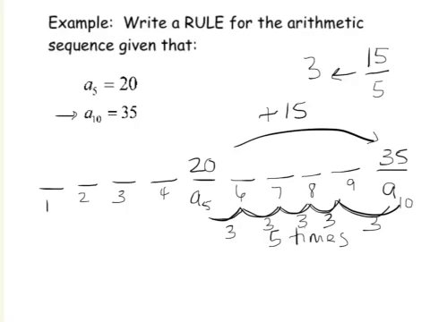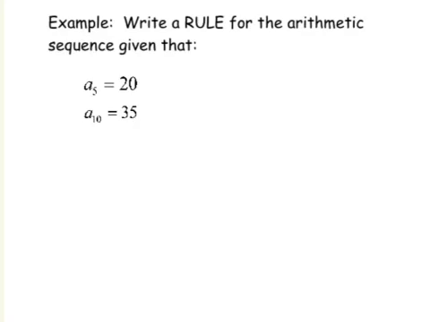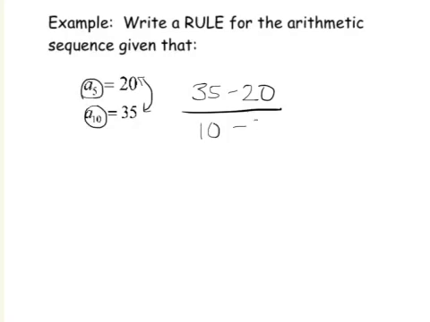But really, what we just did, without any of the blanks, is we said, okay, subtract the terms: 35 minus 20. And then to find out how many times we added it, all we have to do is subtract the ends: 10 minus 5. It's almost like a slope. And that'll give me my D, which is 3. So to find D again, you subtract the terms, 35 minus 20, and then subtract the ends, 10 minus 5. And that gives us our common difference, 3.